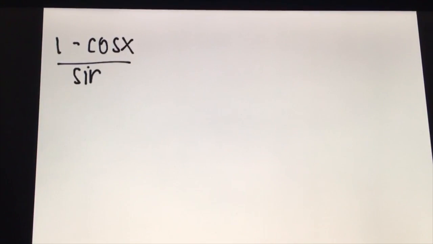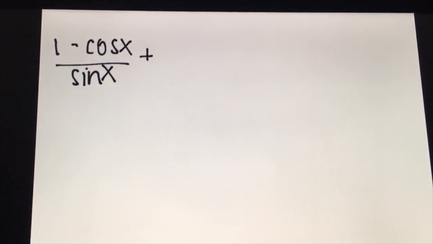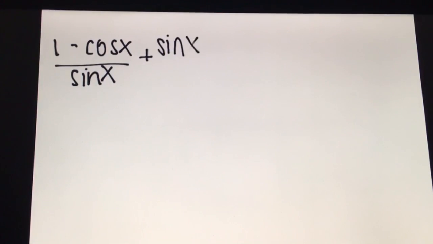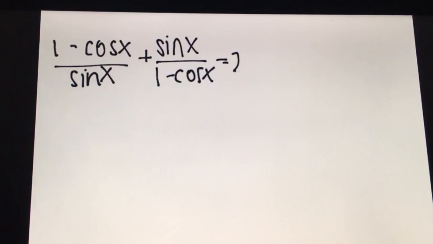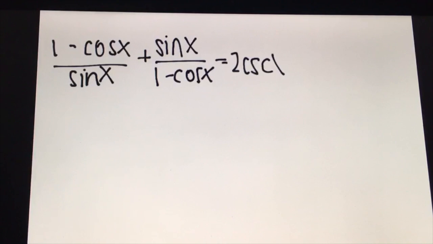So now we're going to move on to our second example of a trig proof that we are going to use a Pythagorean identity to solve. So the equation is going to be (1 minus cosine of x) over sine of x plus sine of x over (1 minus cosine of x). And that's all going to equal cosecant of x.